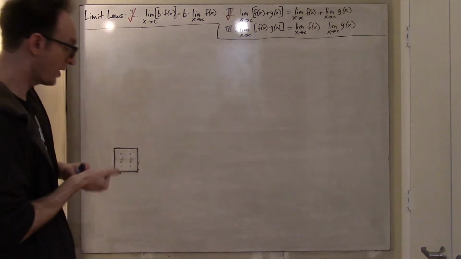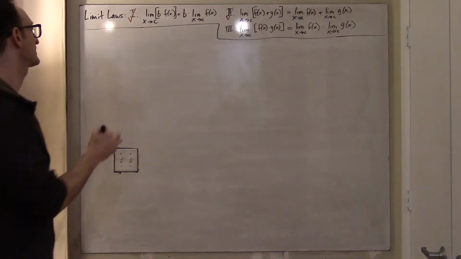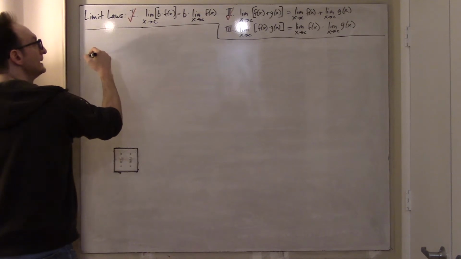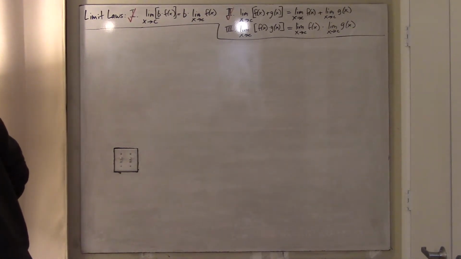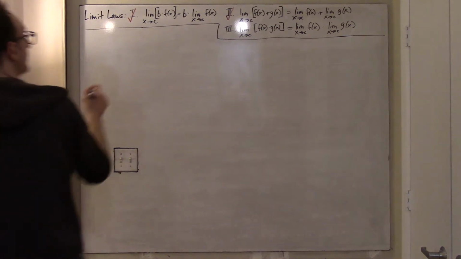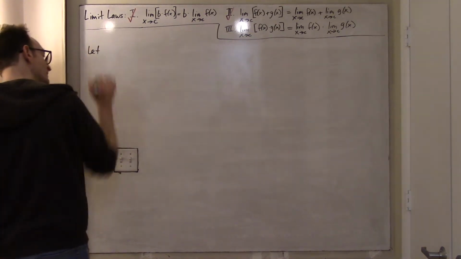Yeah. So what are we trying to do? The limit of the product is the product of the limits. Well, let me just think about my spacing for a second. Okay. Well, I guess it's kind of the same as before.